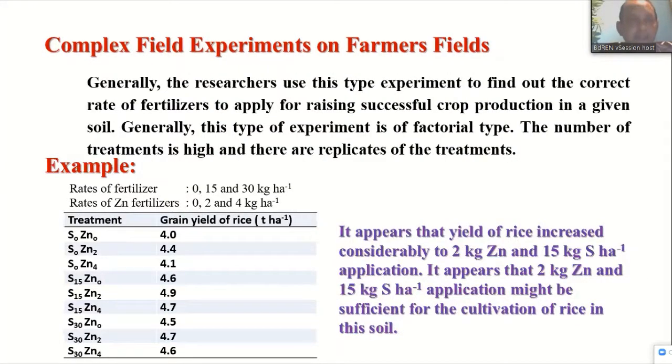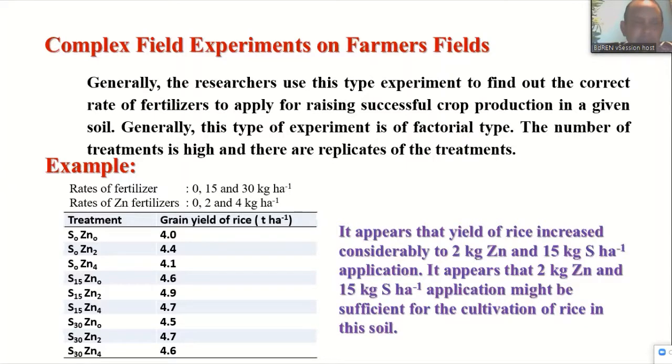And here is an example of complex field experiments on a farmer's field, similar to the previous one. Here the fertilizer rate for sulfur is 0, 15 and 30. And again the zinc fertilizer rate is 0, 2 and 4 kg per hectare. So these two, sulfur is 3 levels and zinc is 3 levels.